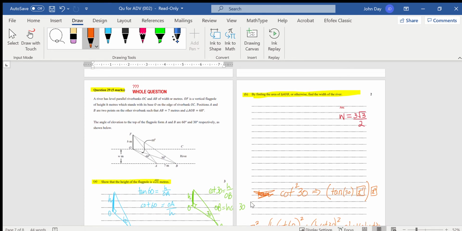All right, now by finding the area of the triangle, or otherwise, find the width of the river. Yeah, because there's two ways to find the area of this triangle, I reckon.